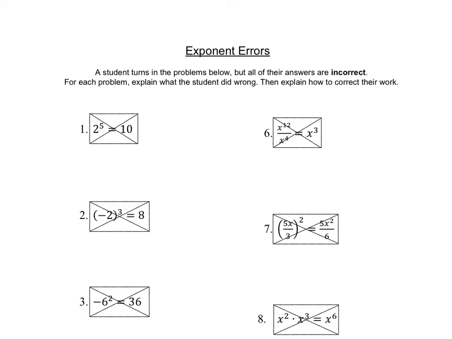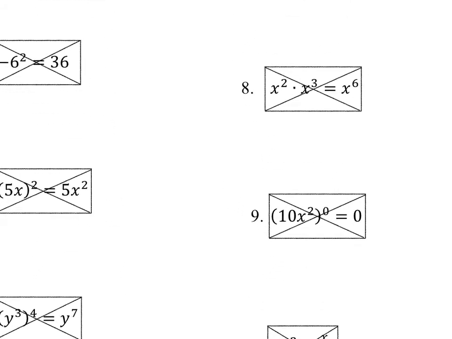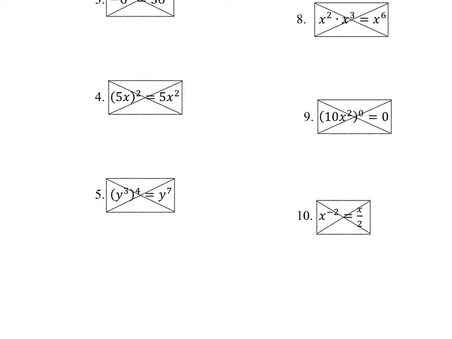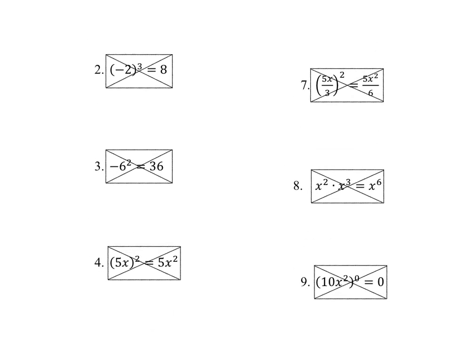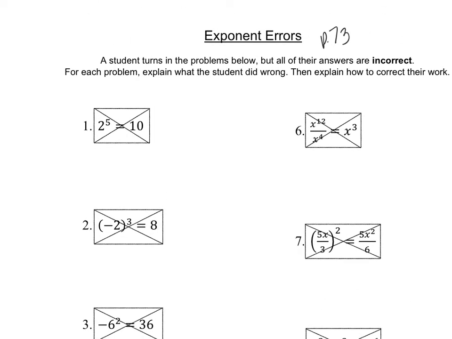So next we're going to take a look at page 73 of your handbook. And you can actually pause right now and take some time to look at all 10 of these questions and try and figure out why you think they are wrong. They have all big X's through them, so all of them are incorrect. And so for each of them, I want you to think about explaining what the student did wrong and then explain how to correct their work. So you should pause it right now and then come back after trying them all.